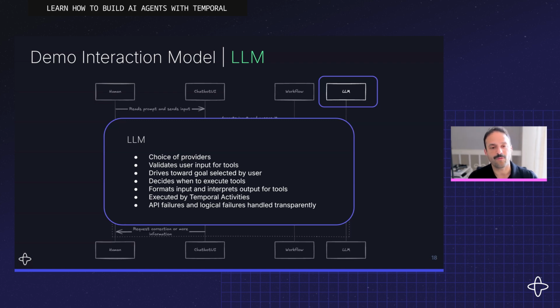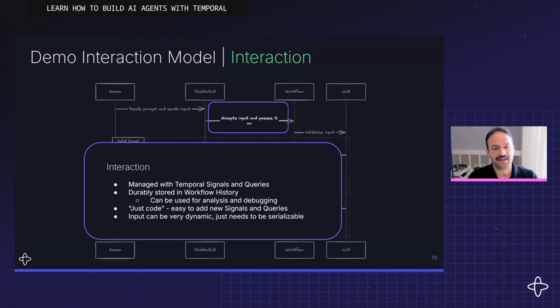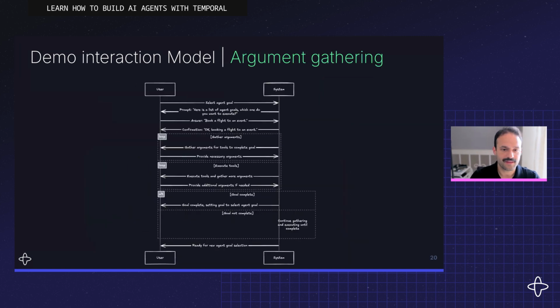We can even set it up so that if one of them is busy, you can just query a different one because the state is retained on the workflow side. This will drive towards a goal chosen by a user. It'll decide when to execute your tools. It'll parse those plain language queries for you. And this is also called by a Temporal activity. As I mentioned, interactions are signals and queries, and you'll see how that works with our front end.